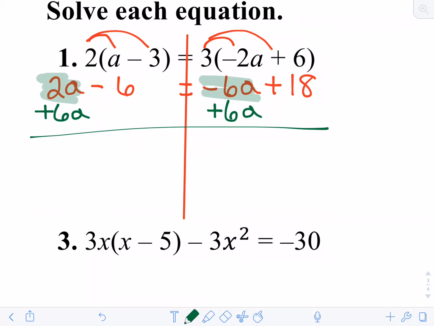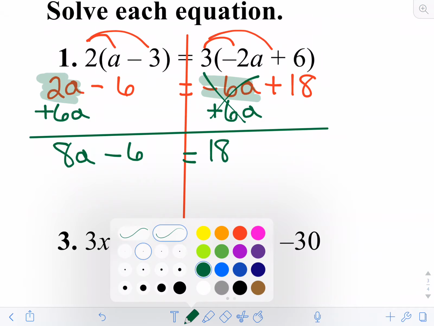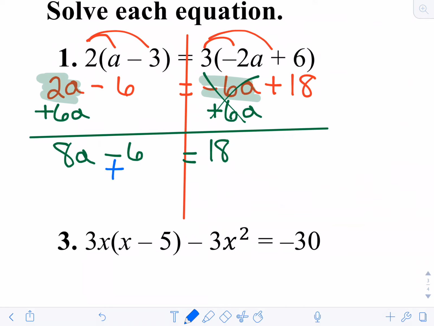Okay, so I'm going to draw my line. These mark out, that's my zero pair. 2 plus 6 is 8, so I have 8A minus 6 is equal to 18. Last thing that I want to do is, or not last thing, but I want to move my 6, get those on the same side. Okay, so then these mark out. I have an 8A left over, and then you have 18 plus your 6, and so you get 24.